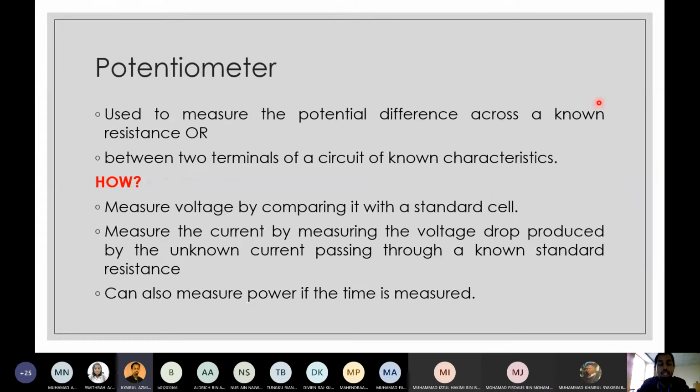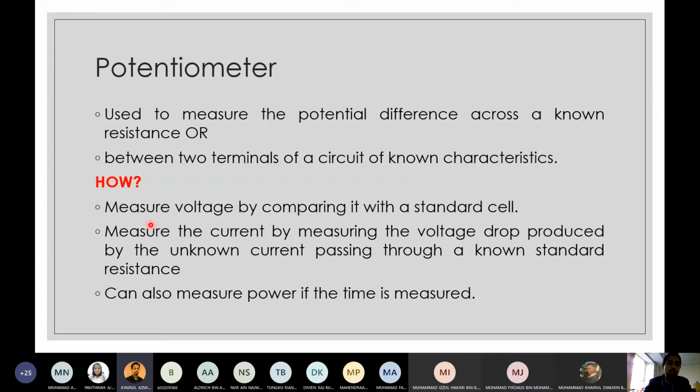solutions provided is the use of a potentiometer. What is a potentiometer? A potentiometer is a device that can be used to measure voltage across an unknown element or unknown component by the principle of voltage divider. So it can measure the voltage between two terminals of a circuit with known characteristics. If we know its characteristics.